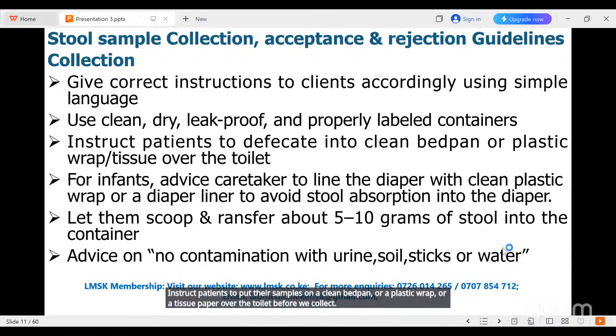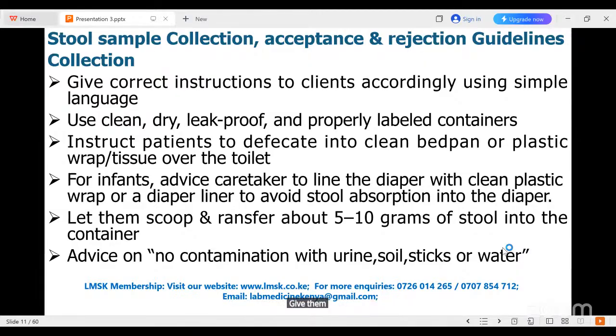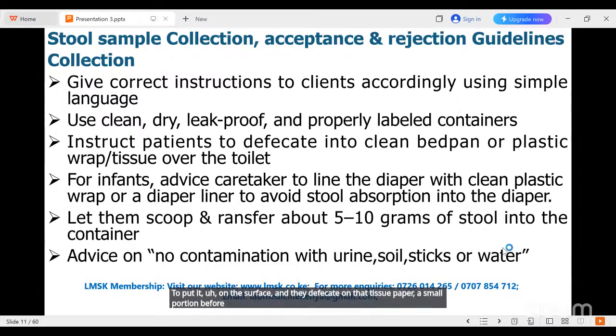Because if you don't advise on this, someone can put it on the floor, especially when you're using pit latrines. Then they take a smear using that scoop, and they actually smear a sample from the first patient who used the toilet. So always instruct them. If you are giving them tissue paper, give them a bigger size so that they can use a small portion of the tissue to put on the surface, and they defecate on that tissue paper, a small portion, before they pick and collect into a container.